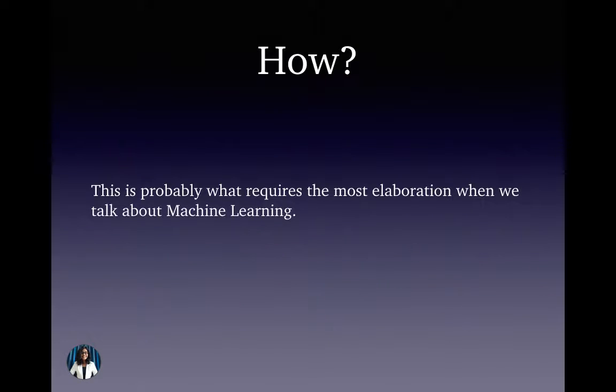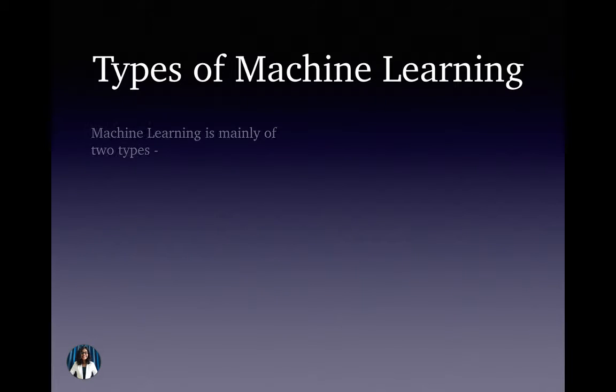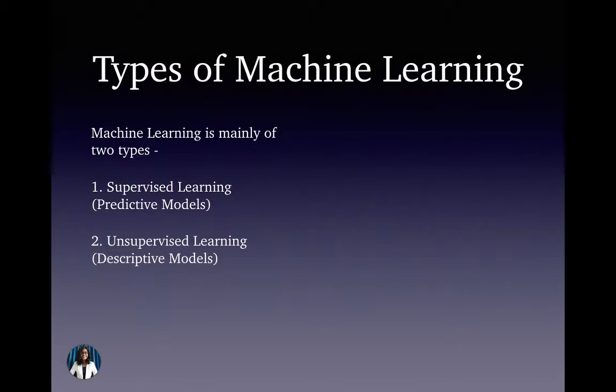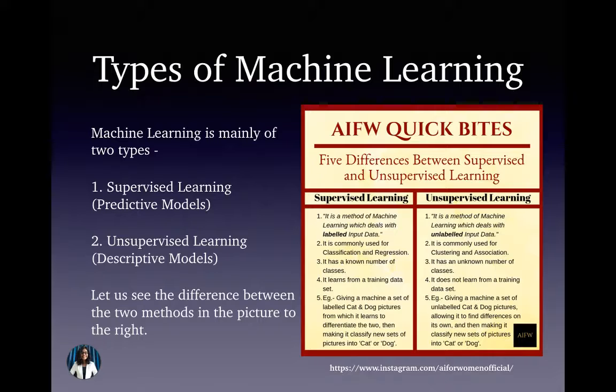Now, how do we use machine learning? This is probably what requires the most elaboration when it comes to machine learning. And to understand how machine learning really works, we will need to go through some important concepts. So first of all, we have the types of machine learning. Machine learning is mainly of 2 types, that is supervised learning or predictive models and unsupervised learning or descriptive models. So let's see the difference between the 2 methods in the picture here.